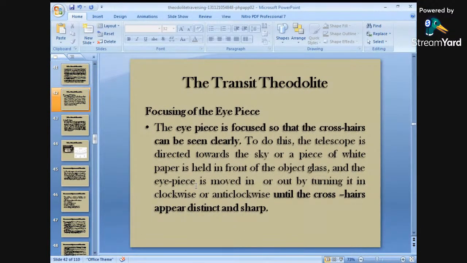After leveling, you need to focus the eyepiece also. The eyepiece is important while taking observation, and the crosshairs should be clear and distinct. For that purpose, keep a blank paper in front of the telescope, and turn the eyepiece clockwise or anti-clockwise until the crosshairs are clear. Once the crosshairs are clear, you can take your observation. This is about your eyepiece.